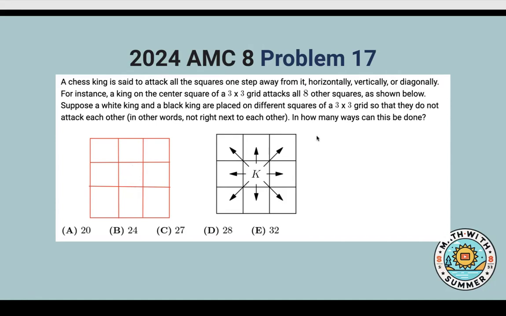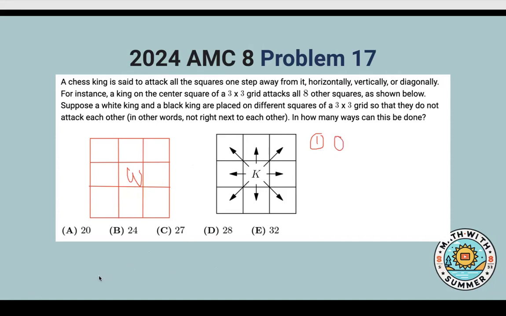So my first set would be a king in the middle, right? So let's say we have one king here in the middle. Let's say we have our white king here. But since we know that it attacks all 8 other squares, this case doesn't work. No matter where we put the black king, this case won't work. So we have 0 ways for this case.